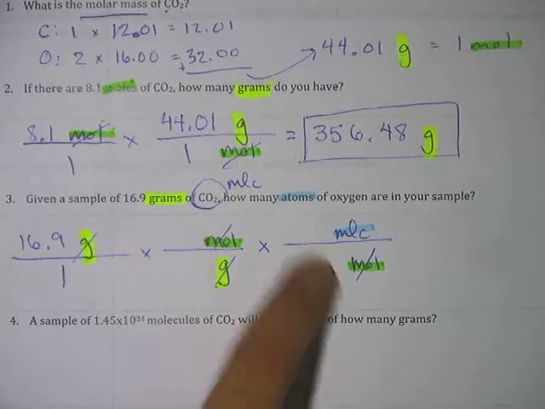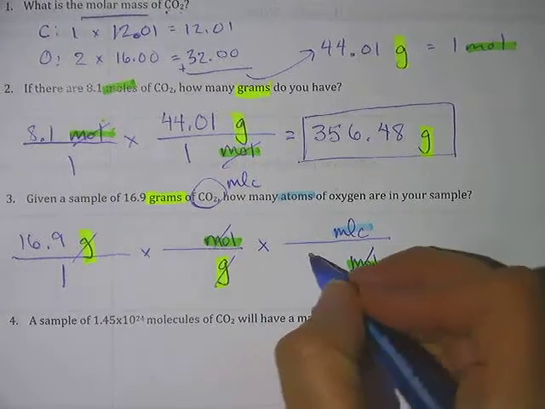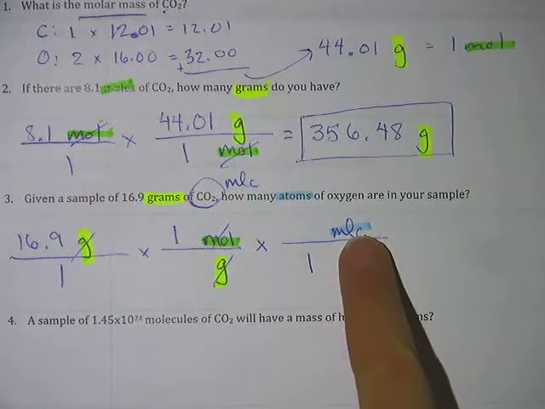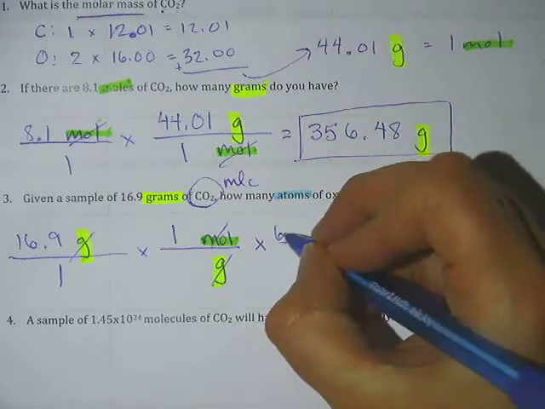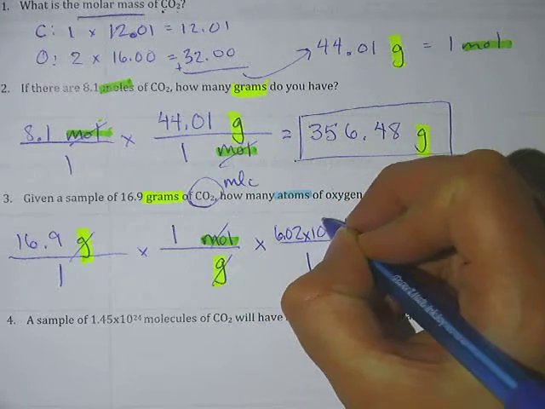What number goes in front of moles always? 1. Molecules are blue. When it's blue, you use 6.02. Always. 6.02 times 10 to the 23rd.